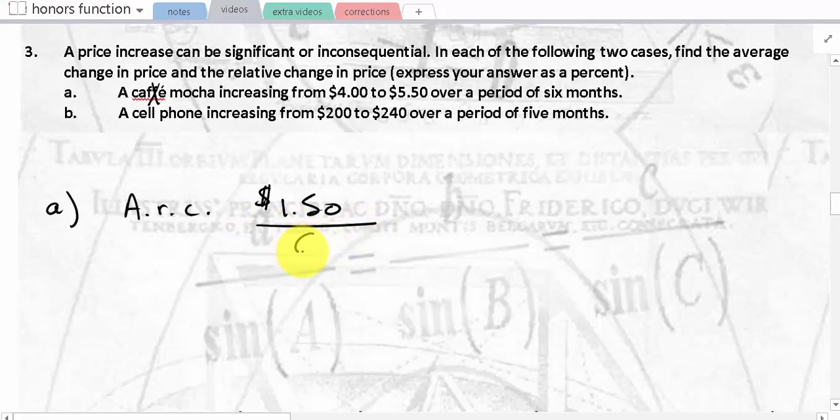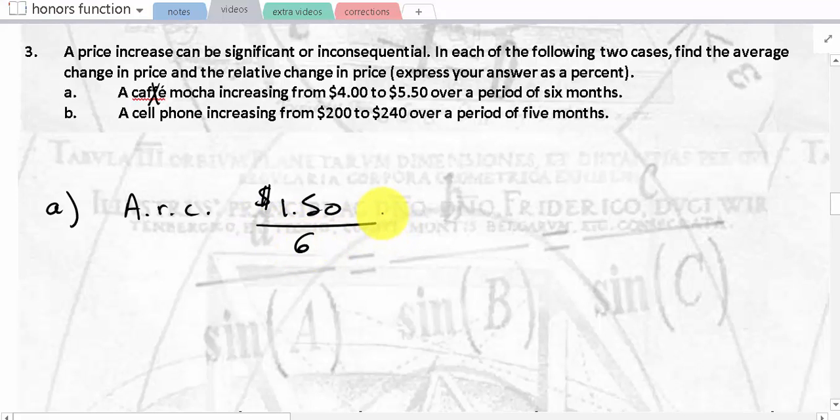All right, the price increase can be significant or inconsequential. In each of the following two cases, find the average change in price and the relative change in price. Express your answer as a percent. So A, a Café Mocha, increasing from $4 to $5.50 over a period of 6 months. Okay, so let's get the average rate of change first, the ARC. So what's the total change? It's $1.50. That's the total change. And it happens in 6 months.